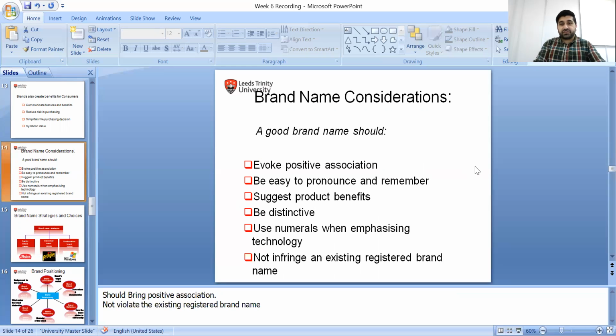Brand name considerations. As I explained earlier, whenever companies are launching a new product, they focus seriously on the brand name. Why? A good brand name should evoke positive association.